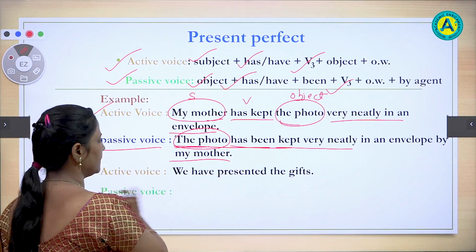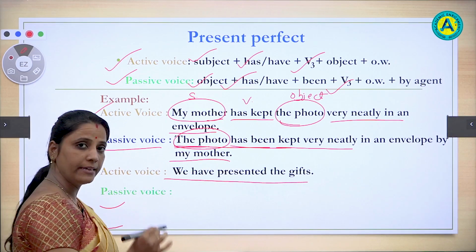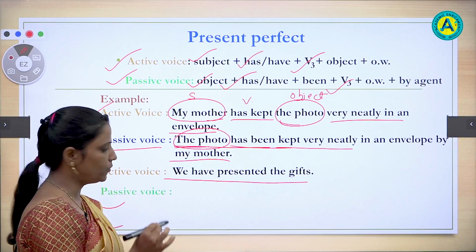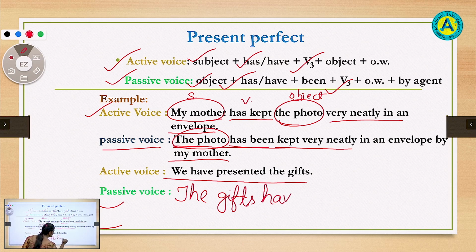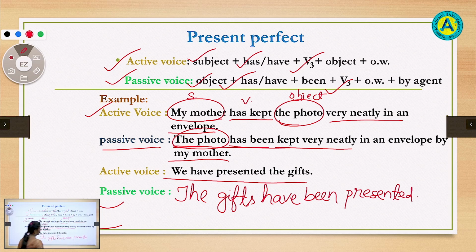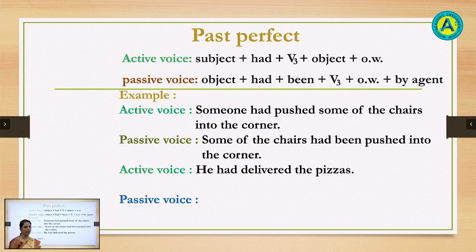Then, who can answer the passive form of this sentence? We have presented the gifts. Okay, students? The answer is the gifts have been presented. Okay, very good. Then next, we will discuss past perfect tense.